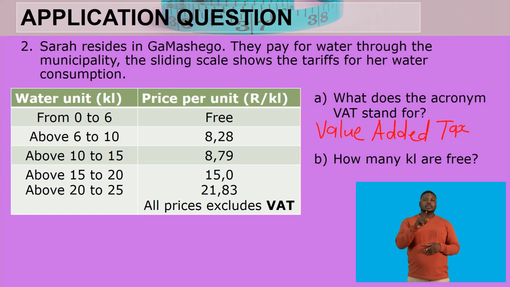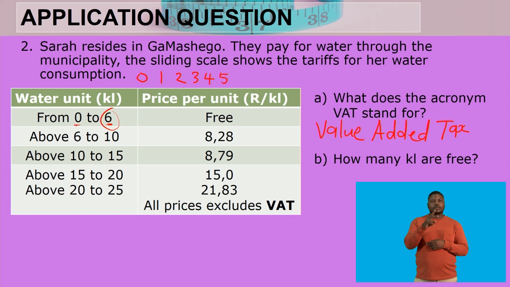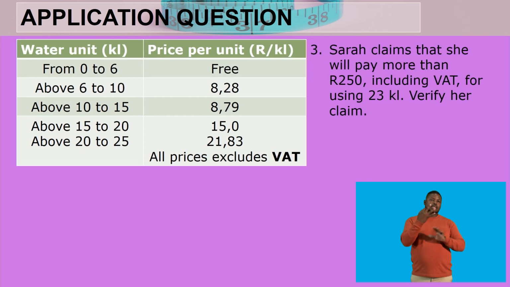Then how many kiloliters are free? When we look at our tariff table, we can see that from 0 to 6 units, this is free. So it means exactly 6 kiloliters is free, because remember, this is a range. If you were to count it manually, you'd say 0, 1, 2, 3, 4, 5, 6. So when you say 6 minus 0, you will get 6 units. So it's 6 kiloliters.